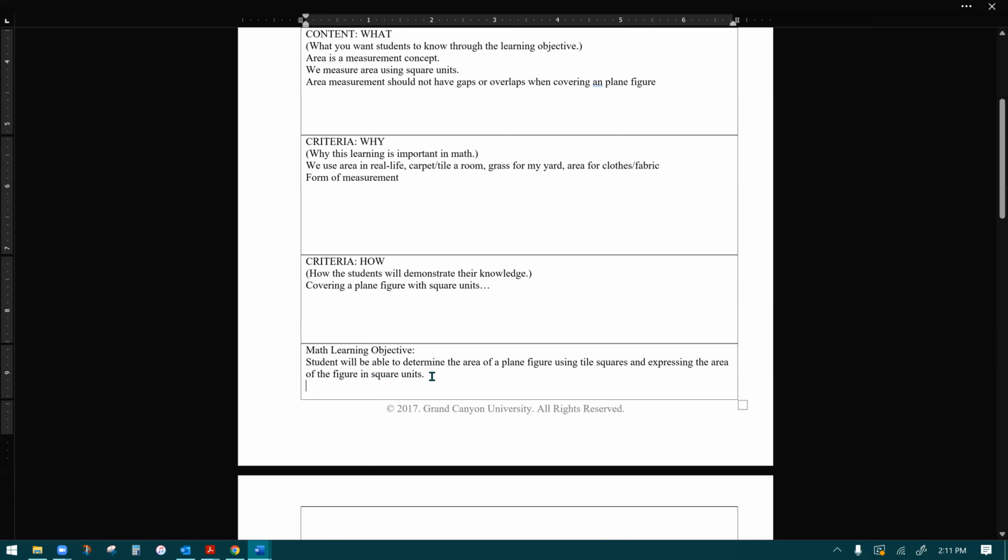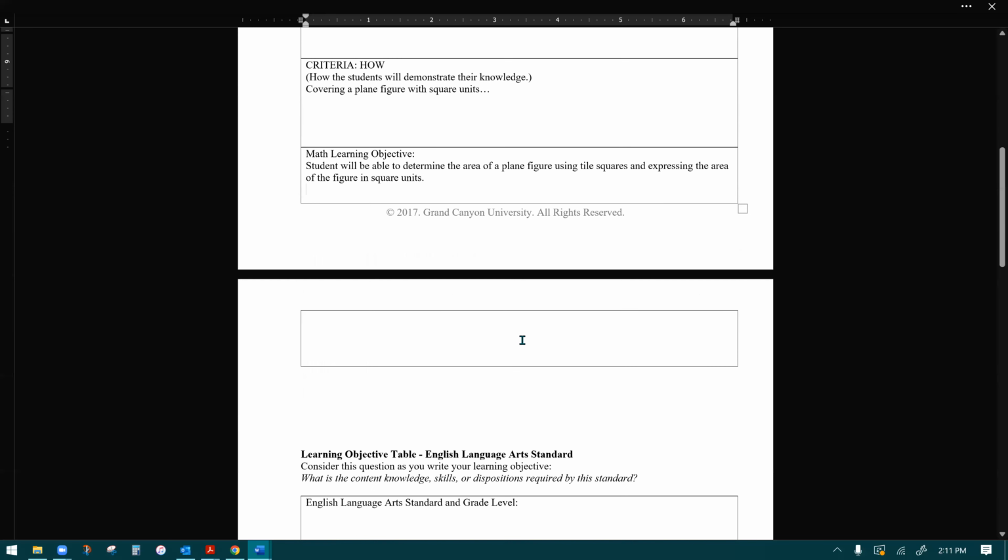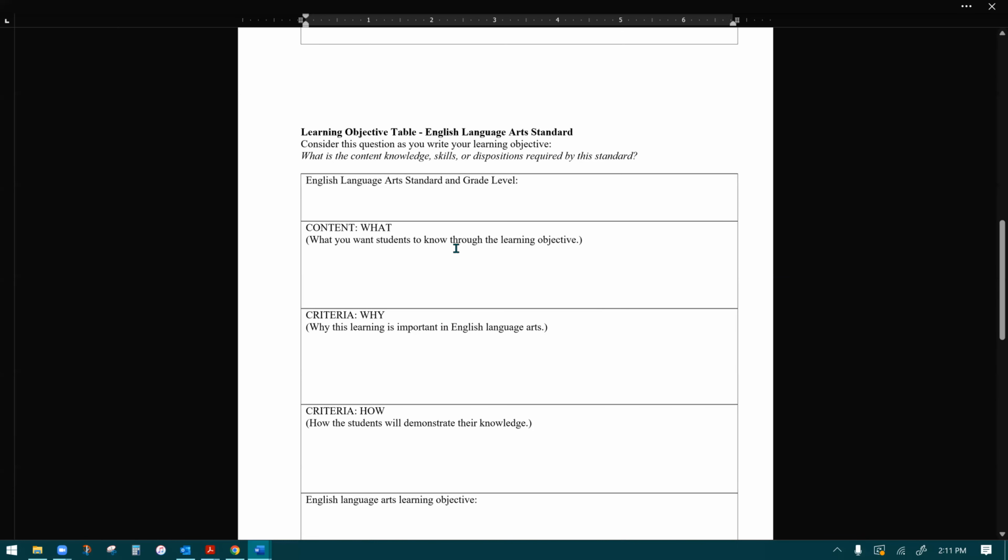So now I have a math objective. It's measurable. It's aligned to my standard. And I would be ready to now start a lesson plan from my objective. You want to do the same thing with the English language arts objective.